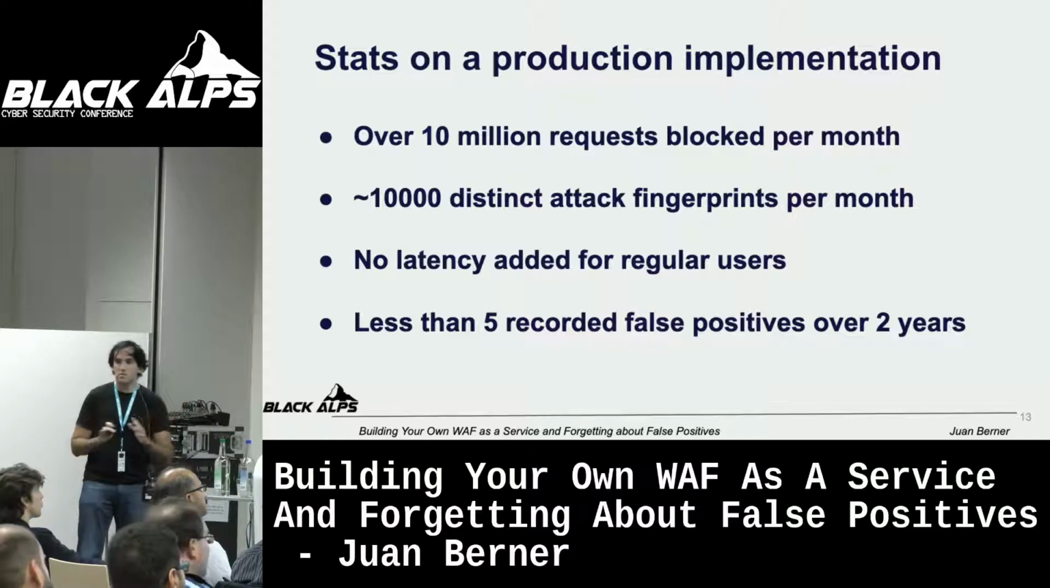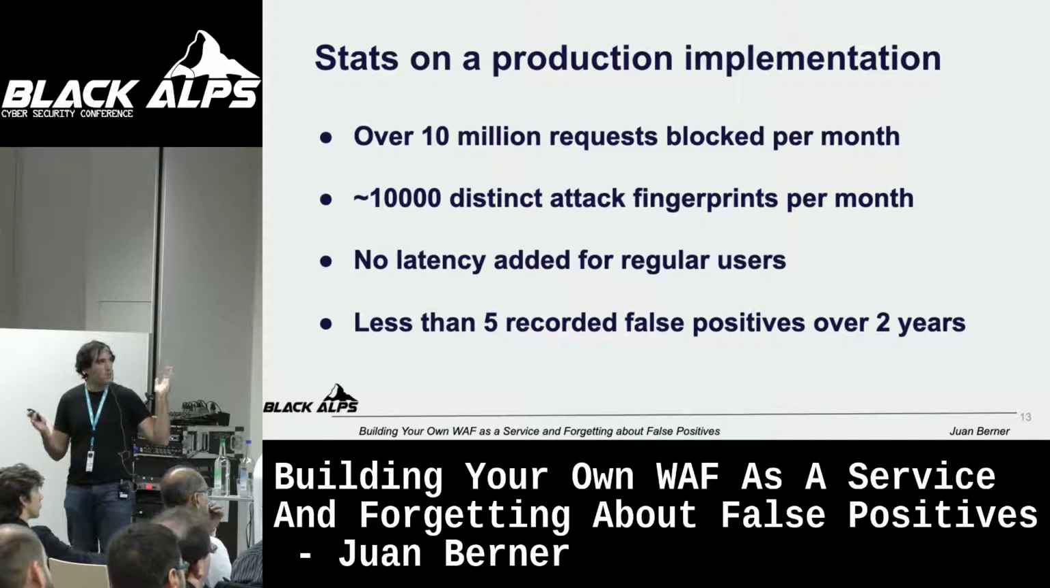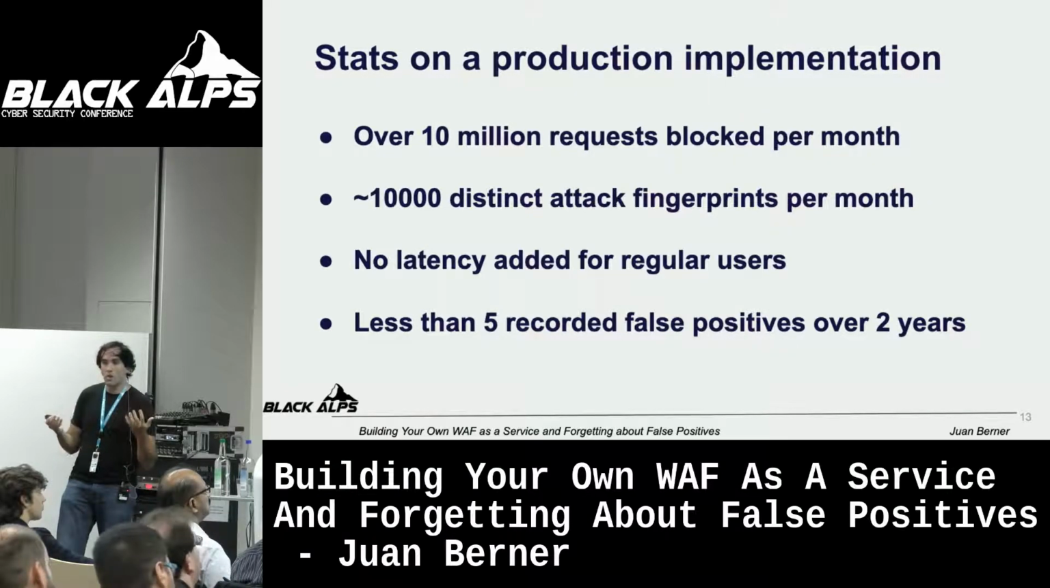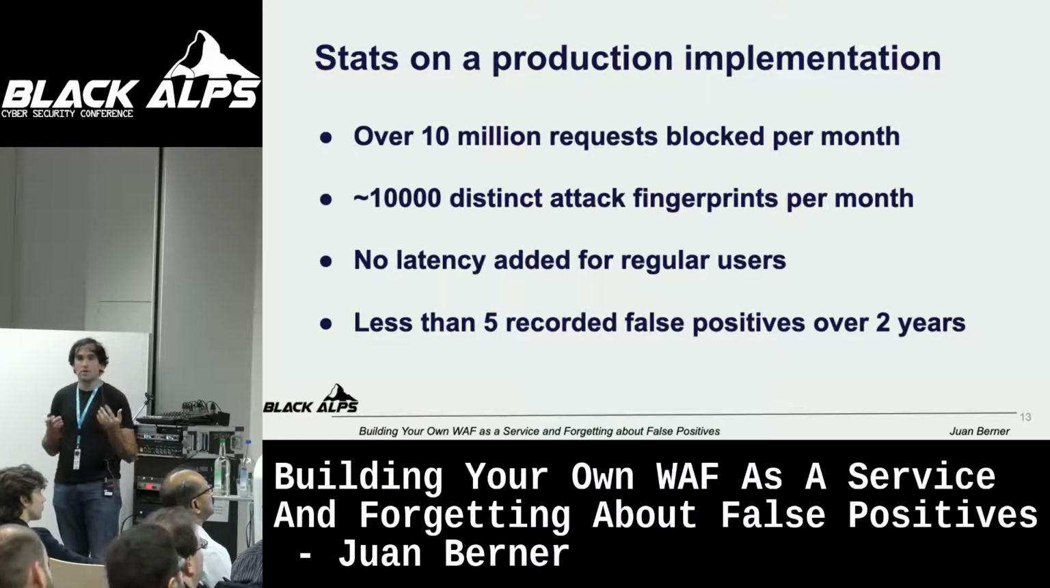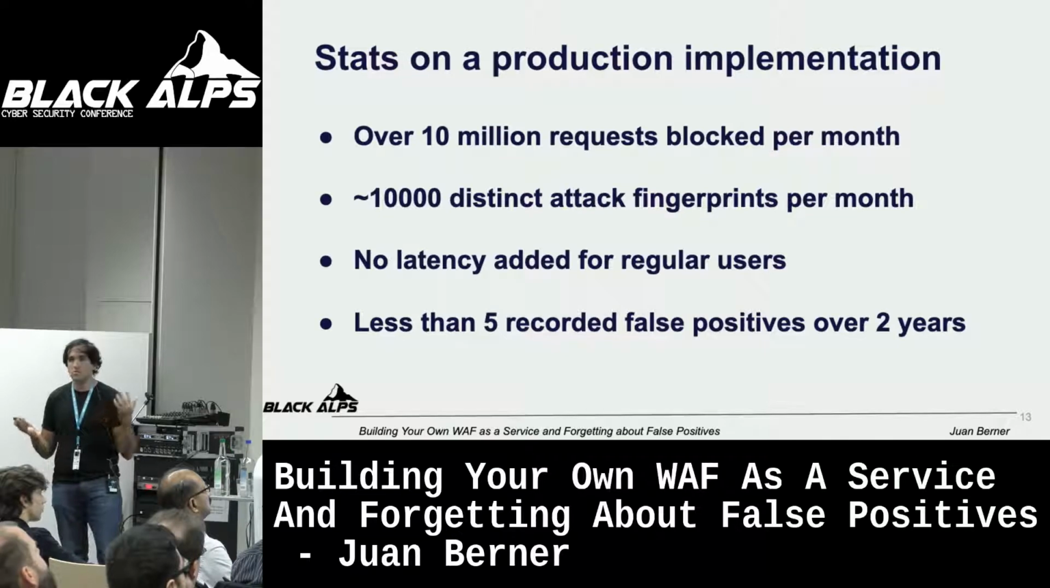So some stats on the production implementation here. There's like 10 million requests blocked per month, 10,000 distinct attack identifiers. I will go over that afterwards. No latency added, which was one of the big concerns, that we couldn't be adding latency to regular users. And of course, less than 5 recorded false positives over 2 years.